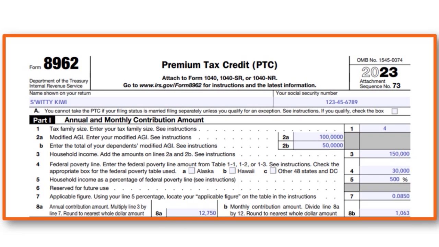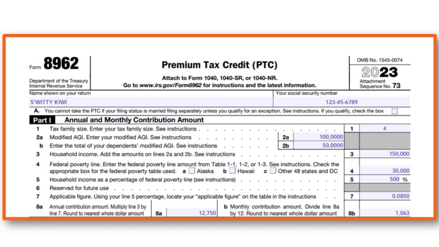So here it's asking you for your tax family size. Again, I want to insist on the fact that we are speaking about your tax family. Your regular family or your biological family, or whatever name you want, can have a different size. But here, the IRS cares about your tax family size. So we put 4. And you have to put the modified AGI, adjusted gross income.